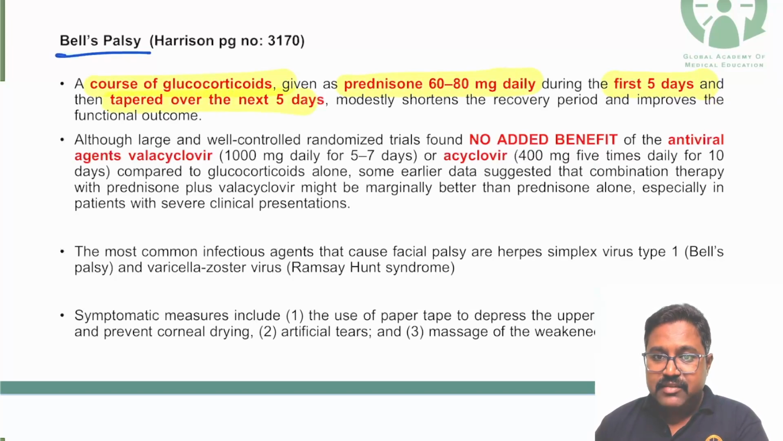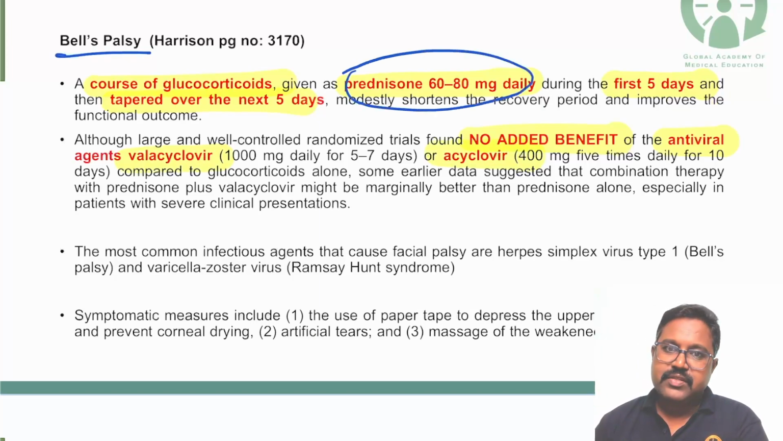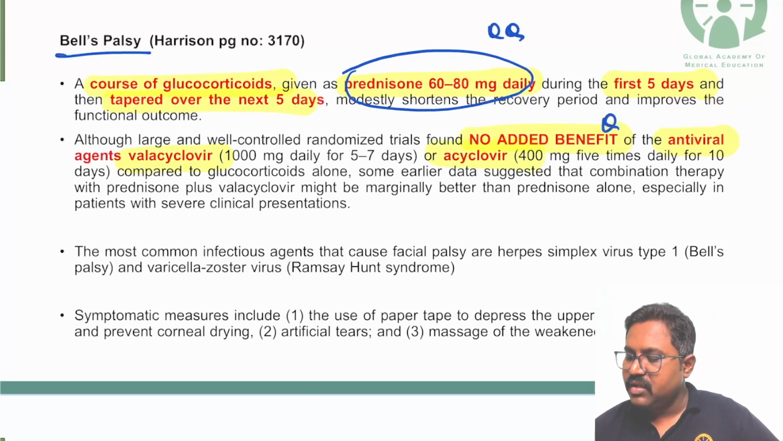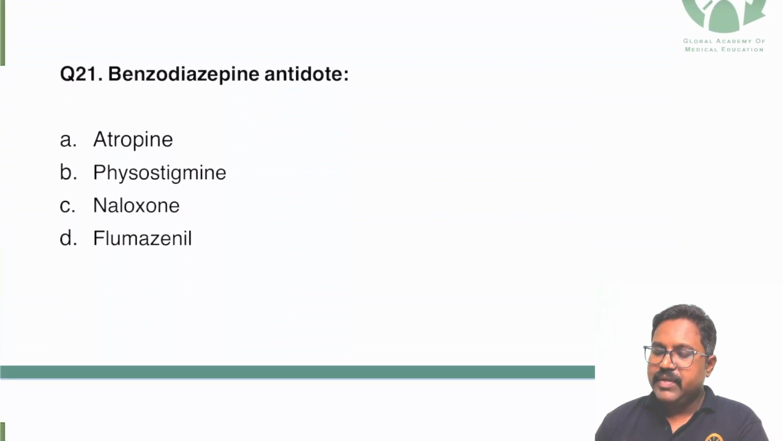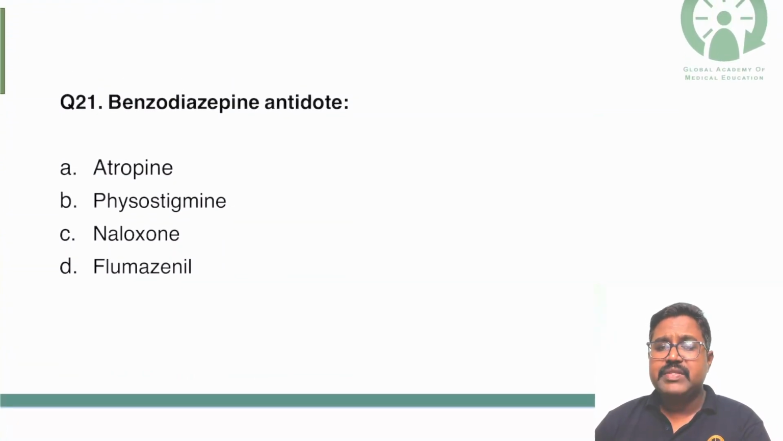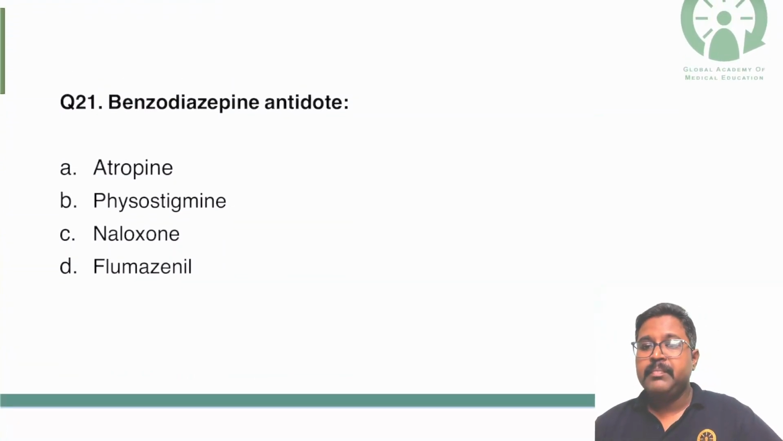Also, the trials have found that there was no added benefit when you added antiviral drugs like acyclovir and valacyclovir. So the first thing you should do is put the patient on prednisolone. This will be a very important question, but there is no added benefit when it is combined with antiviral drugs. Next, coming to the antidote for benzodiazepine overdose and benzodiazepine poisoning.